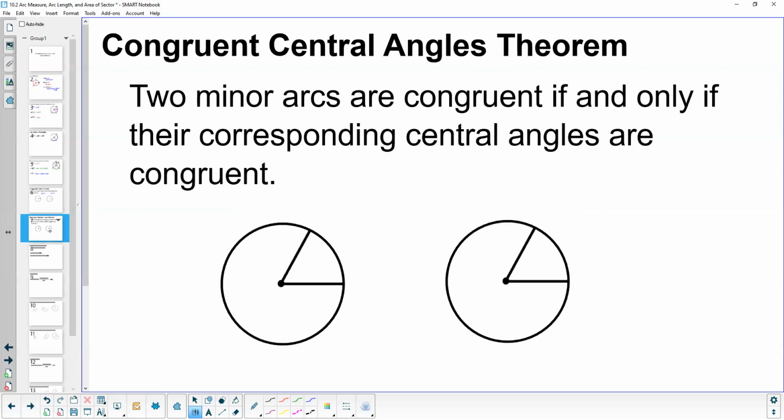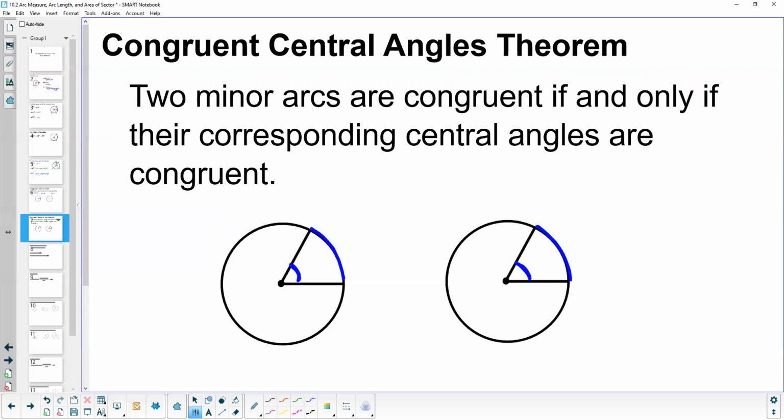Okay, so there is that one. And then here's one more that kind of branches off of that. The congruent central angles theorem. So what this says is if we have two minor arcs, then the two minor arcs are congruent if and only if their corresponding central angles are congruent. So what does that mean? If this is the same, then this has to be the same. If this is the same, then this has to be the same. Now, those minor arcs and those central angles will be the same, meaning that they have the same arc measure.